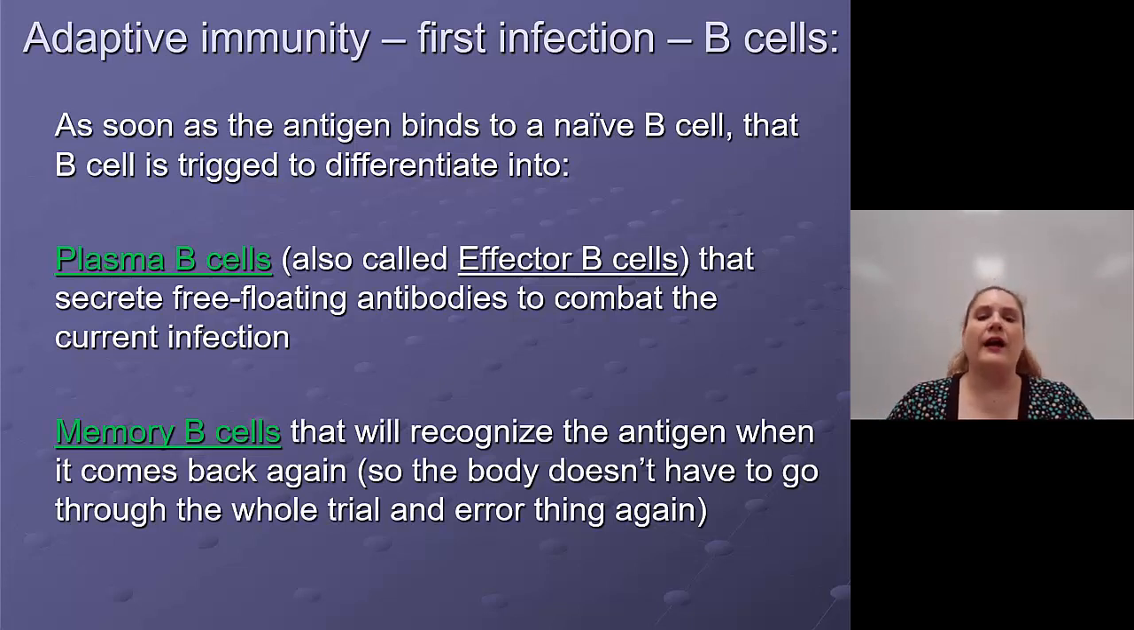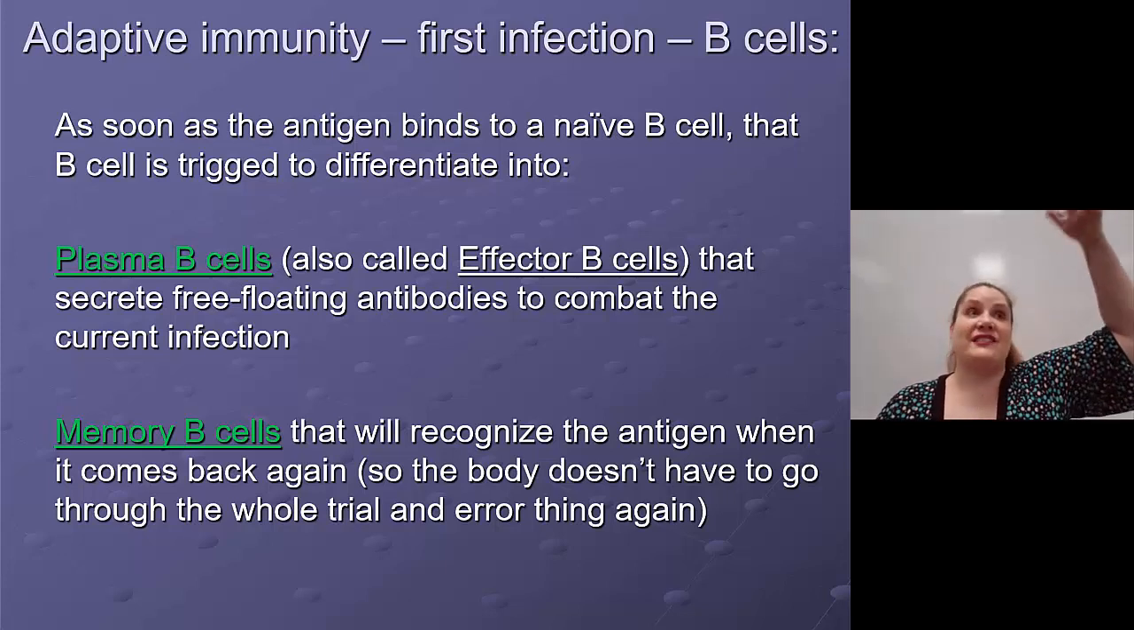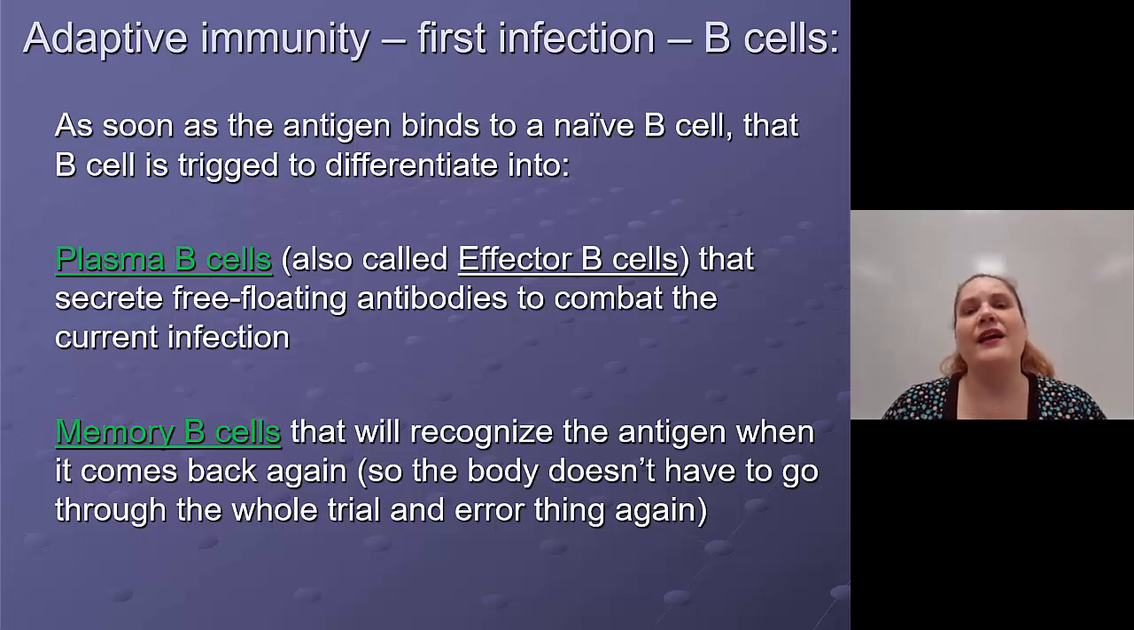Memory B cells are like, I got you. And they remember the antigen. Their job is to just hang out and be like, I remember you. So that if that antigen ever comes back into the body again, the memory B cell is like, yo, I got this. I've seen that one. I know what we need. And the memory B cell is right there for you.